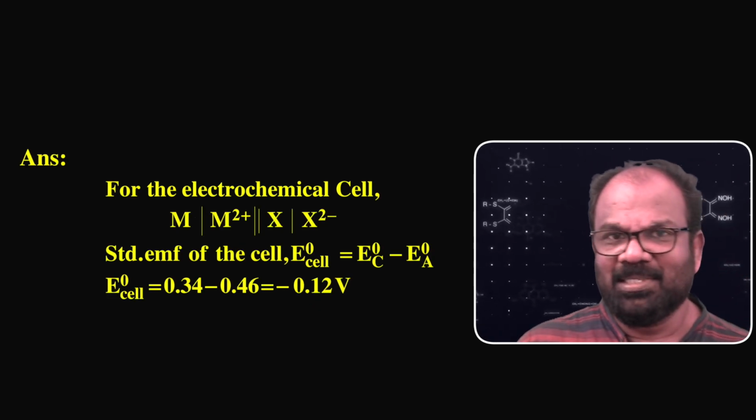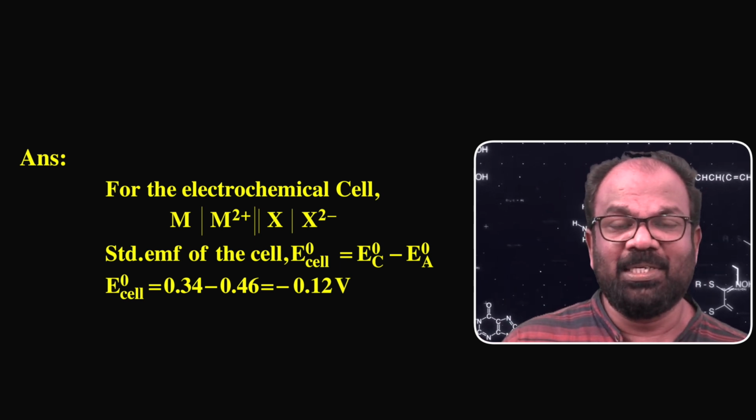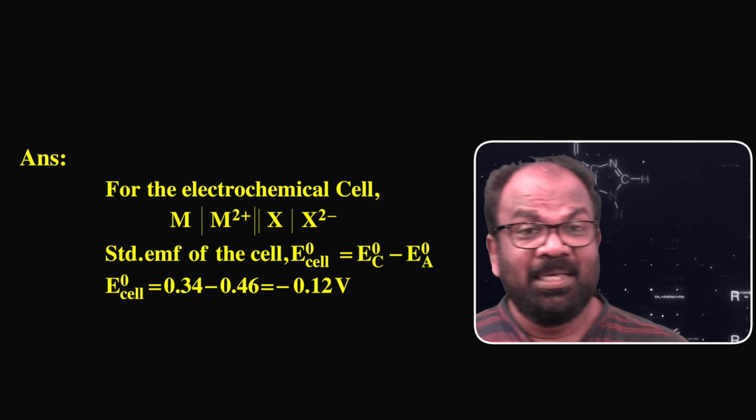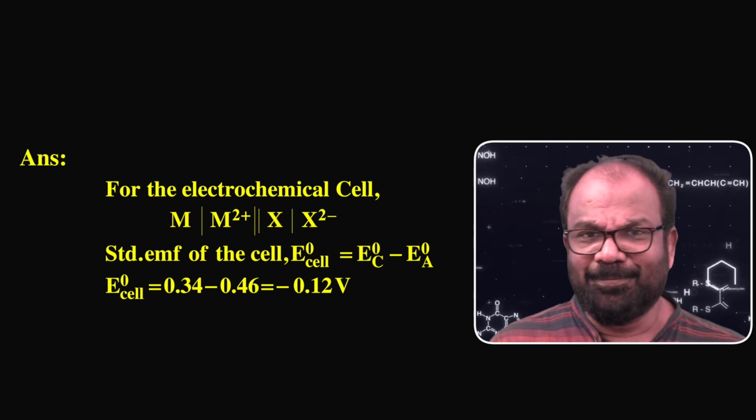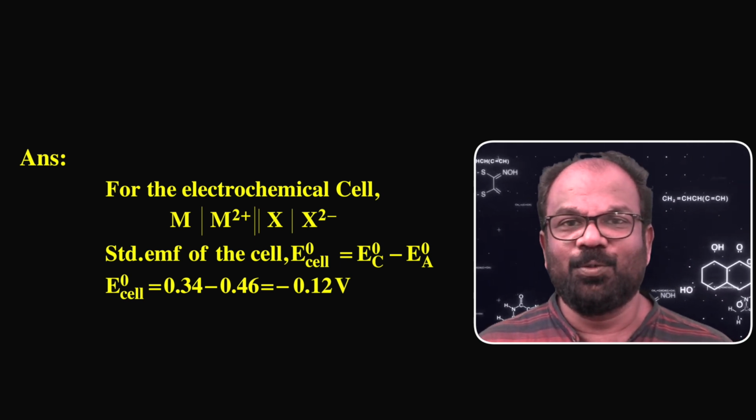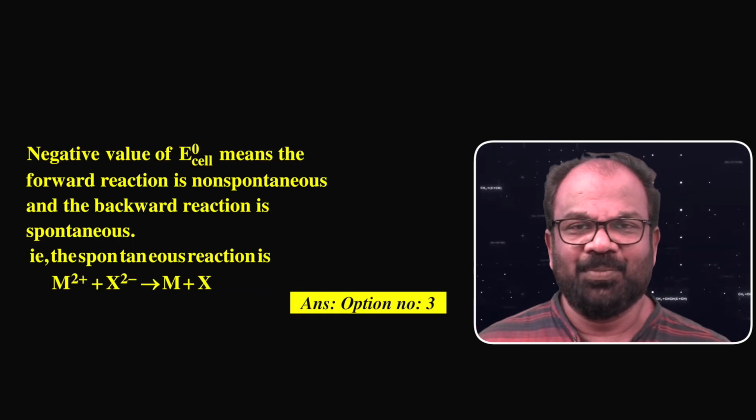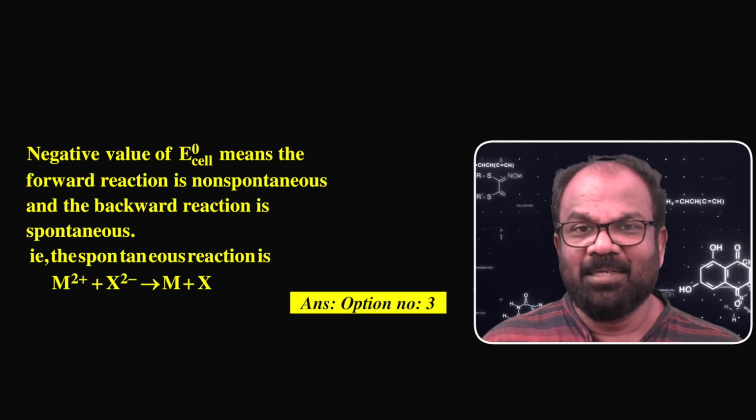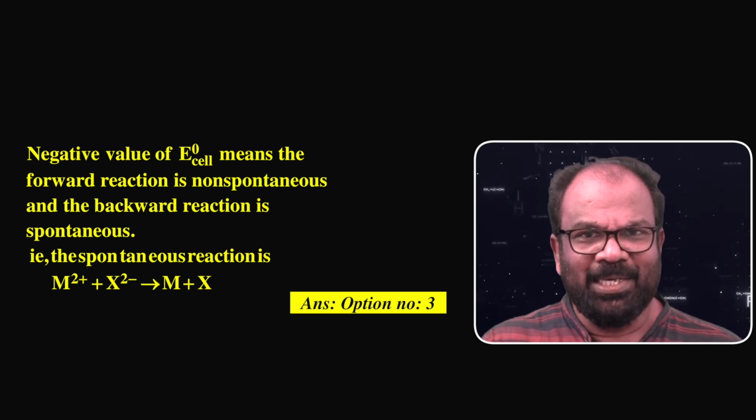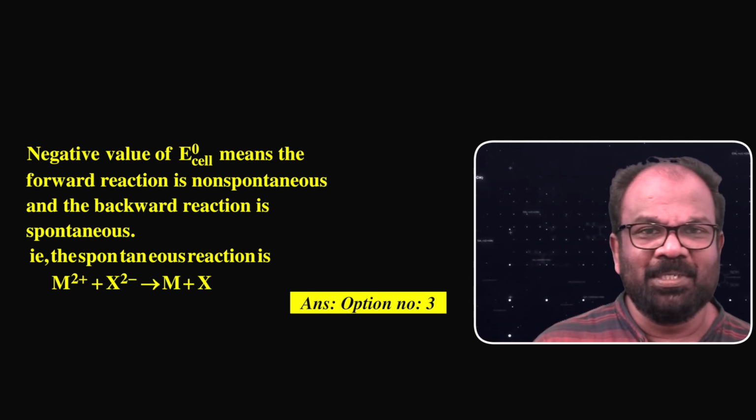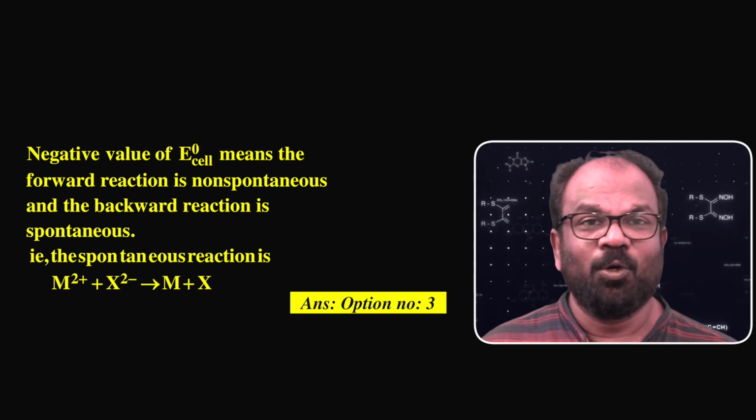For the given electrochemical cell, first of all, we can calculate the standard EMF of the cell. That is, E0 cell is equal to E0 cathode minus E0 anode. Here E0 cathode and E0 anode are given. Therefore, E0 cell is equal to 0.34 minus 0.46, that is equal to -0.12 volt. That means E0 cell is a negative value. The negative value of E0 cell means the forward reaction is non-spontaneous, only the backward reaction is spontaneous. So here the spontaneous reaction is M2+ plus X2- gives M plus X. So here the answer is option number 3.